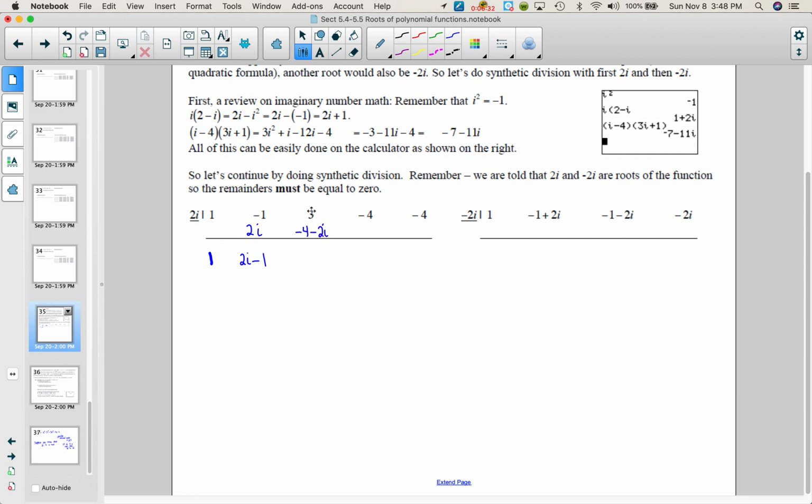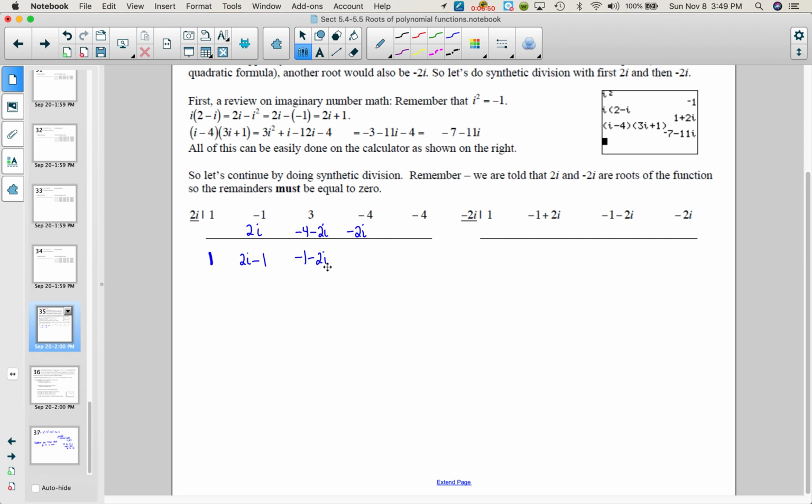And then I add. And so when I add these, I combine like terms. So 3 plus negative 4 is negative 1. And then this minus 2i kind of tags along. And now I'm ready to multiply again. So 2i times negative 1 is negative 2i. And then I have a minus.